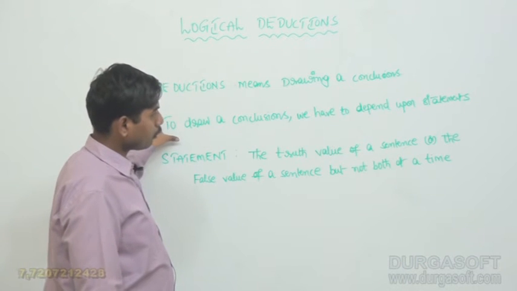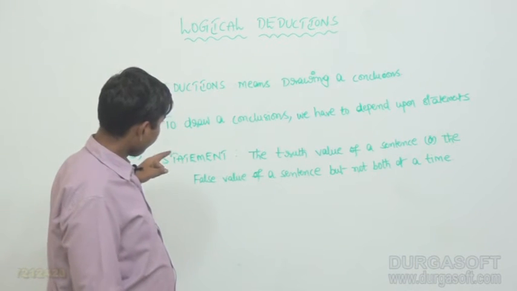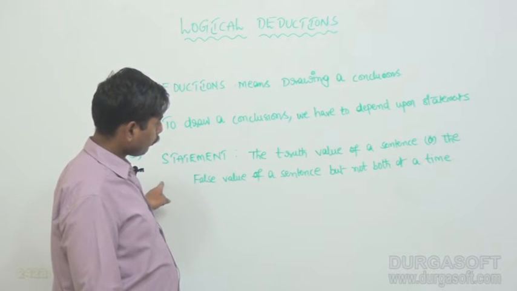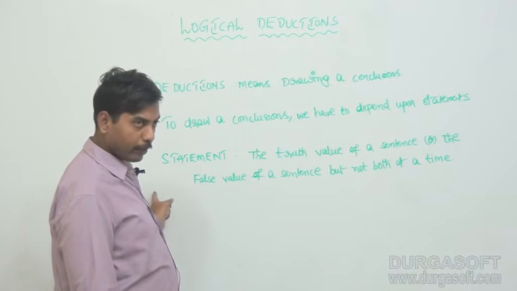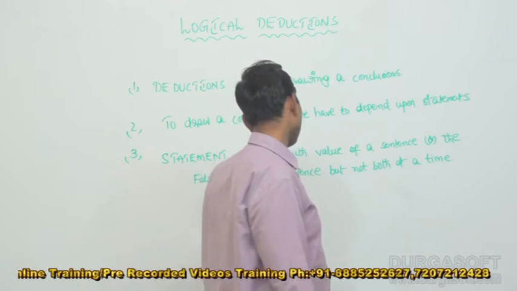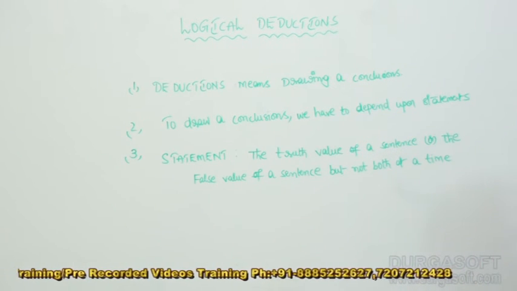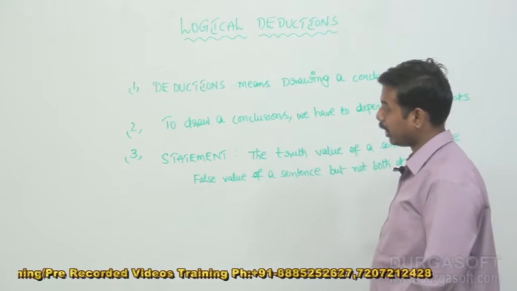Next one, to draw the conclusions, we have to depend upon statements. Now we came to know the definition of a statement. A statement is nothing but the truth value of a sentence or the false value of a sentence, but we cannot use both at a time. Let us go for the next one.